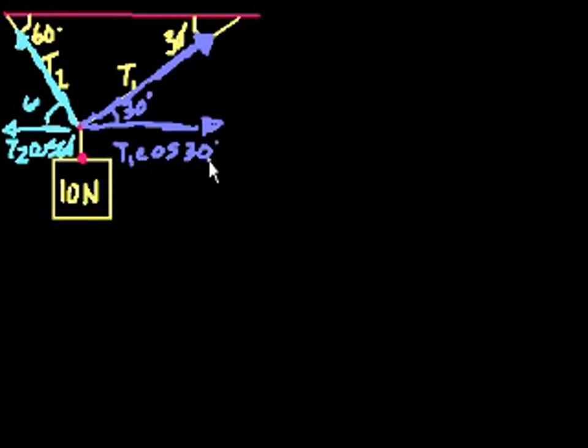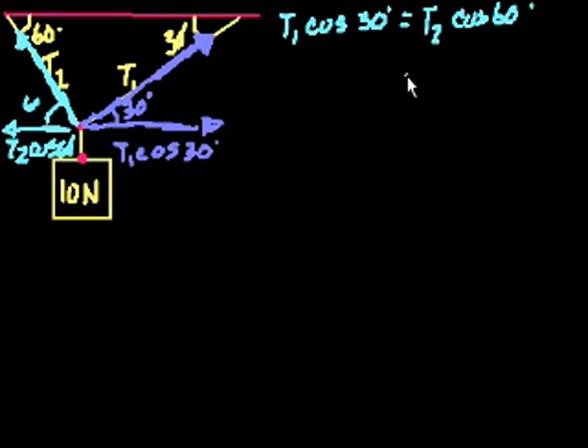So we know that T1 cosine of 30 is going to equal T2 cosine of 60. So let's write that down. T1 cosine of 30 degrees is equal to T2 cosine of 60. And then we could bring the T2 onto this side. And actually, I'm trying to save as much space as possible, because I'm guessing this problem is going to take up a lot of room.